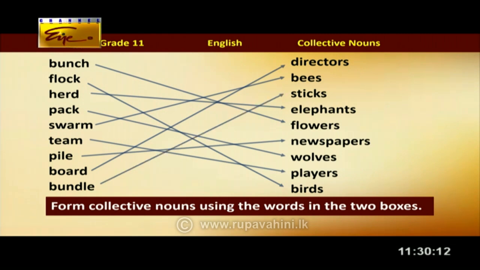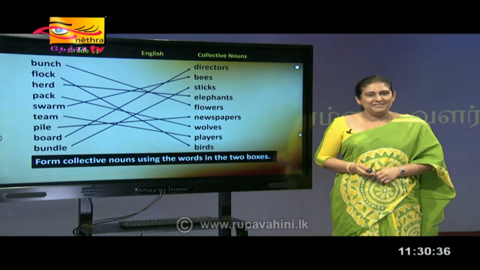All right. So, bunch of flowers, flock of birds, herd of elephants, pack of wolves, swarm of bees, team of players, board of directors, bundle of sticks. Right. I know that you can do these exercises easily because you are familiar with the words.